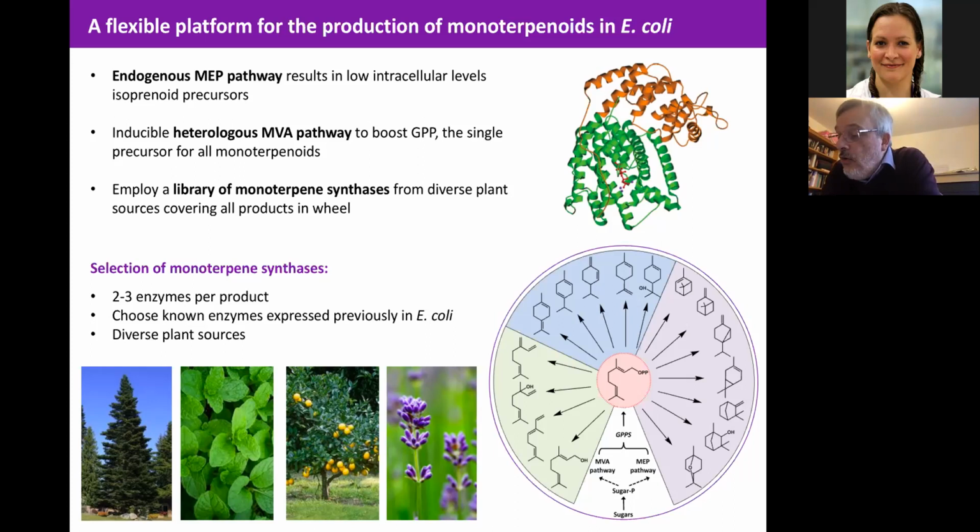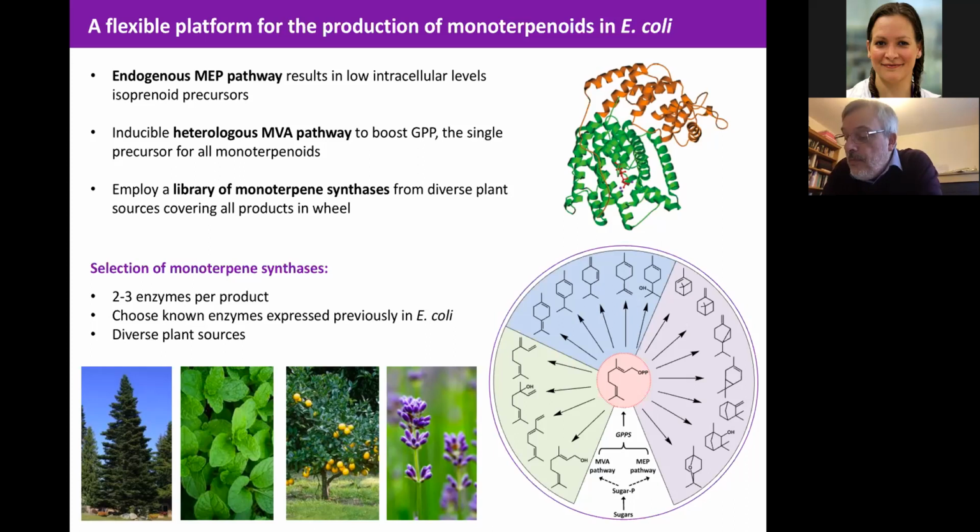We and others have created such pathways using variants of the so-called endogenous MEP pathways, which generally results in low intracellular levels of the isoprenoid precursors, or using a heterologous MVA pathway that we have created and optimized in recent years to balance carbon flux and stability when contained in a heterologous host.